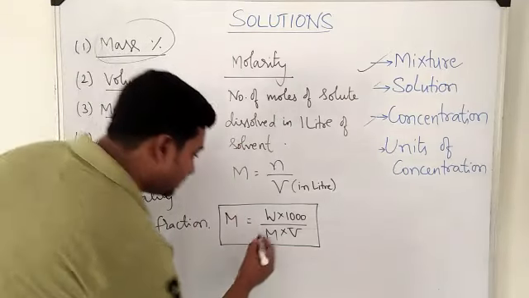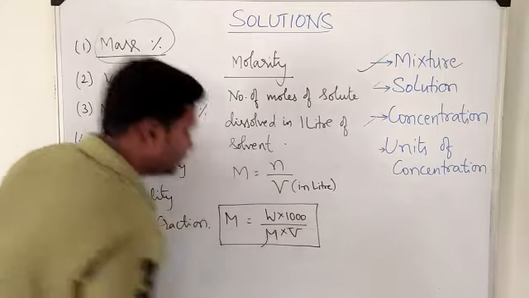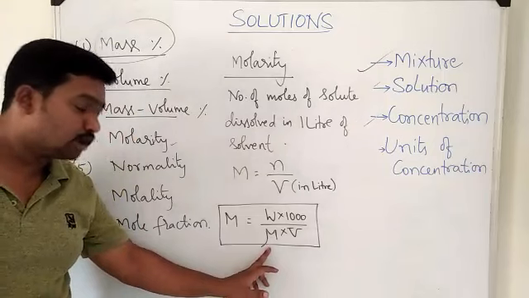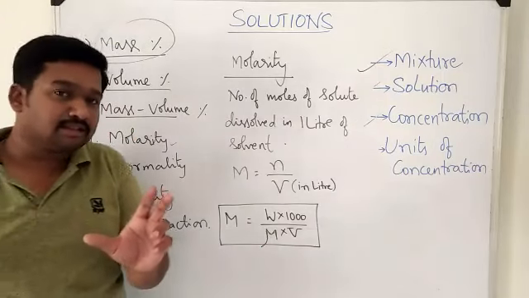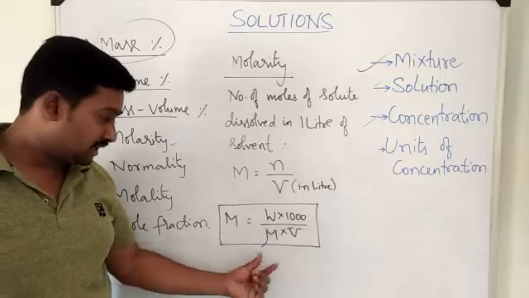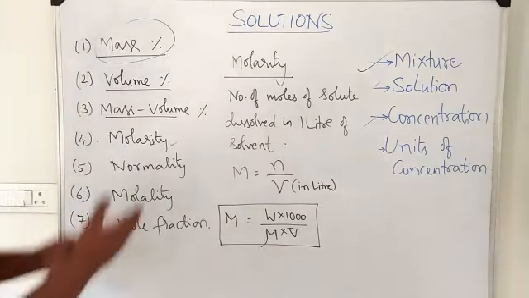I'll make a small change here. I'll call it mu, just to give a difference between molarity and molecular mass. This mu is molecular mass. There is no standard symbol such as mu. Just to give a difference between M and M, I have made it mu. Okay, this is molarity.